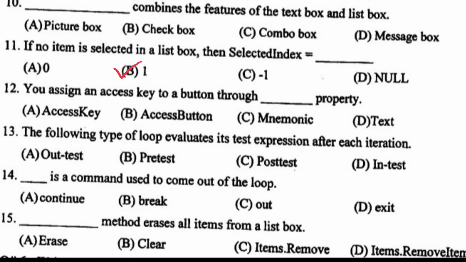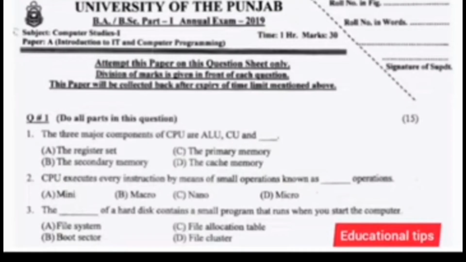You assign an access key to a button through dash property. Access key property. The following type of loop evaluates its test expression after each iteration. Post test. Dash is a command used to come out of the loop. Exit. Dash method erases all items from a list box. Clear. The three major components of CPU are ALU, CU and register set.